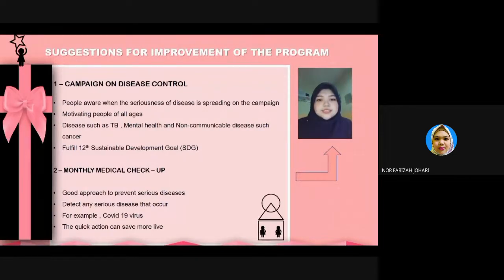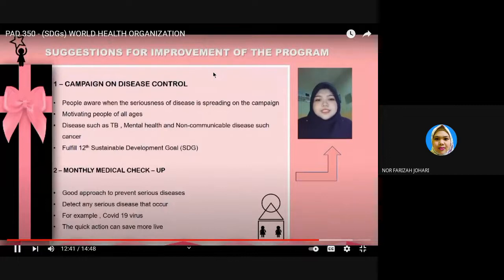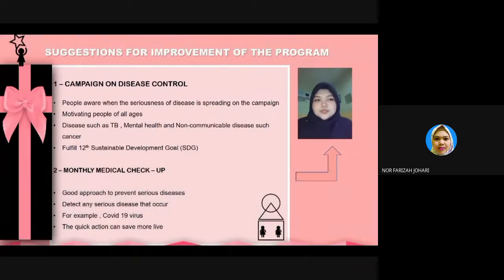The next suggestion is a monthly medical checkup. For a monthly medical checkup, I would say it is also a good approach to prevent the public from any serious disease. Why? For me, when the public are always concerned about their health condition and always do the checkup, it would be easier for the doctor to detect any serious disease that would occur.